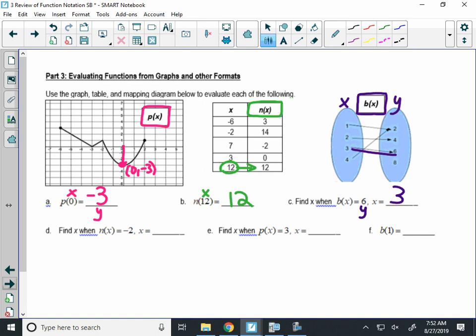All right, next, find x when n of x equals -2. So n of x is the table. -2 is an output value. So I find my output value of -2. I go backwards to find the input value of 7.